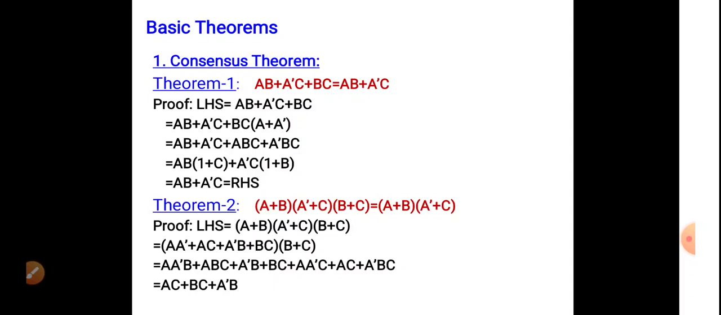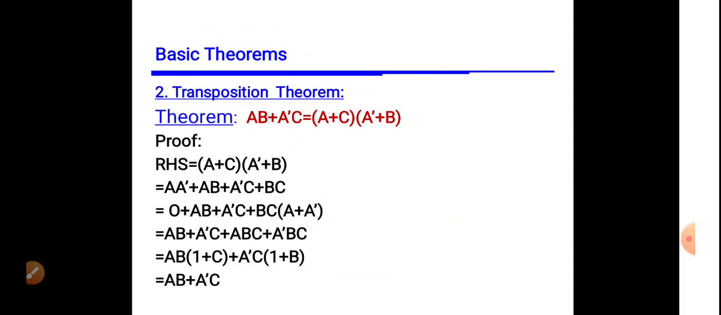Since it is in terms of multiplication, just multiply it out and apply the laws and identities. So A plus B into A bar plus C into B plus C. The first terms are A dot A bar, and A dot A bar is equivalent to 0. The next is AC, the next one is A bar B, and the next one is BC. Similarly, whatever result we get now, again multiply with B plus C, so that we can prove the left hand side is equivalent to the right hand side. This is all about the consensus theorem.